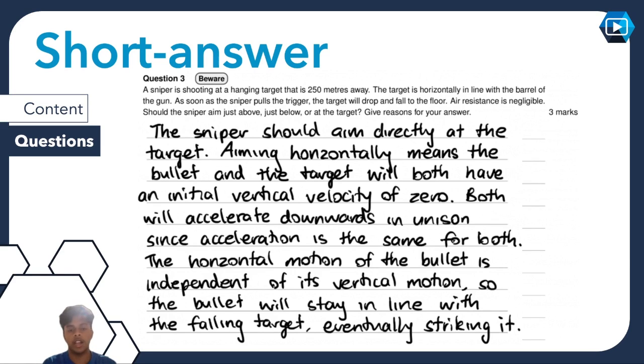But in this case, since the target is also falling downwards, we won't need to aim the barrel upwards. We'll just need to keep it locked on the target. Let's move on to our next short answer question.